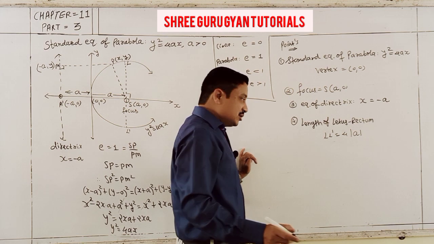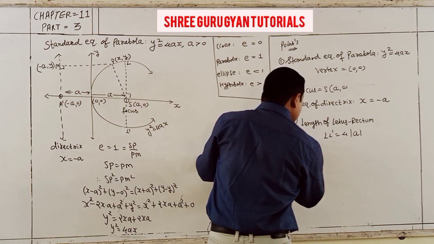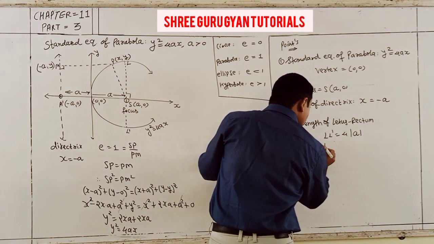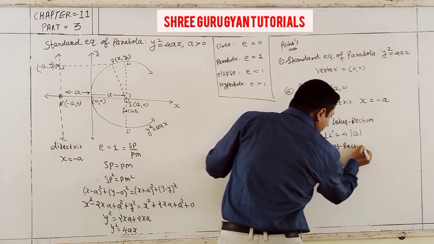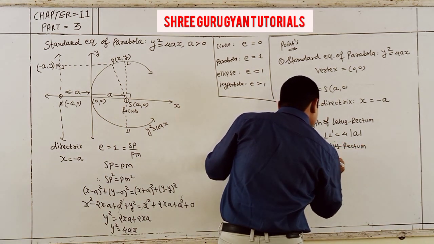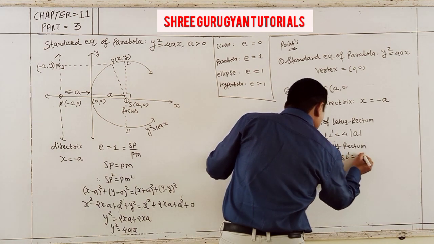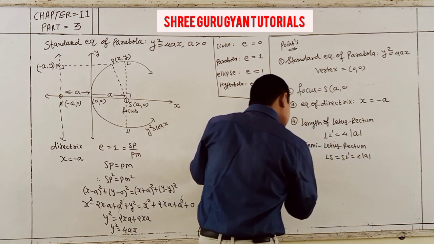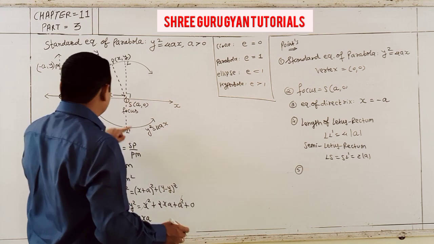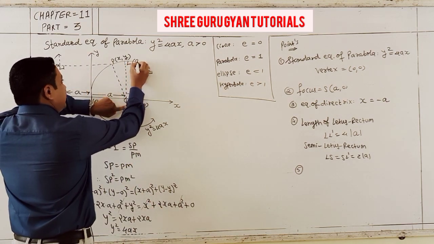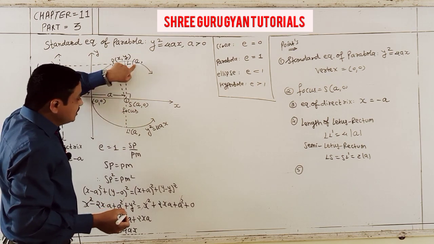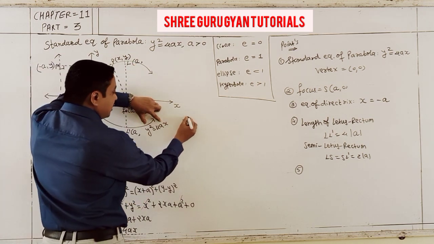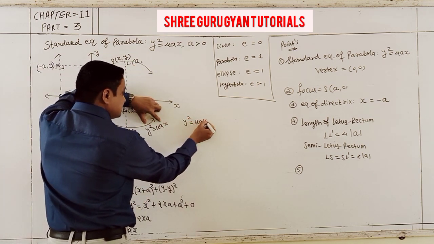Why is it 4 modulus a? I will explain, and also the semi latus rectum. Students, I explain now why 4a comes. Here LS, or SL, is 2 modulus a, because it is actually the point covered to a. Here the x coordinate a is the same as the perpendicular, and put this a in the place of x. What do you get?